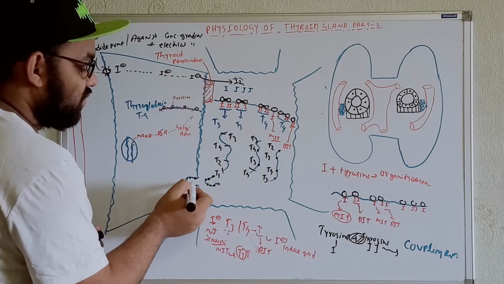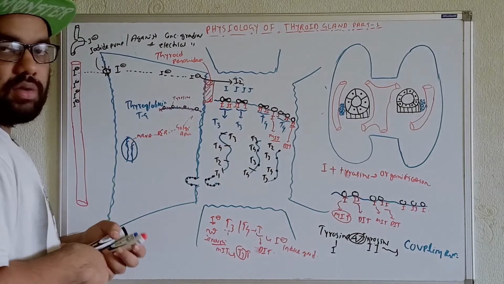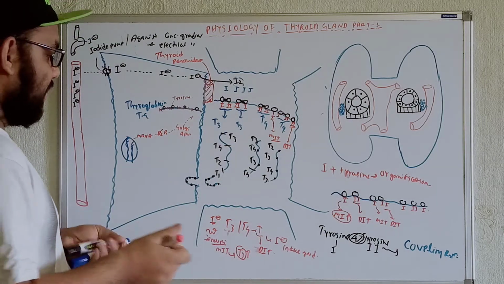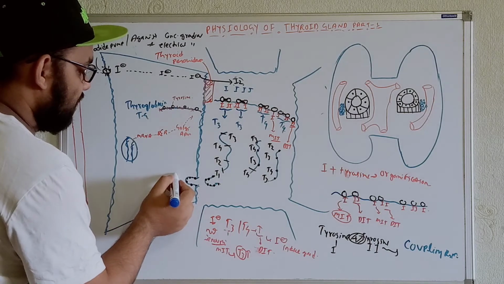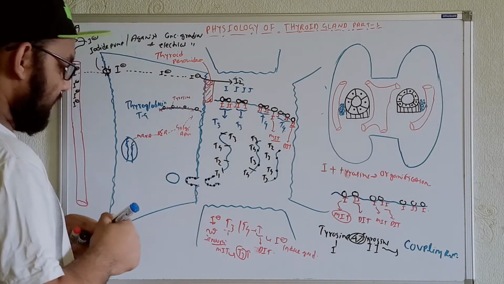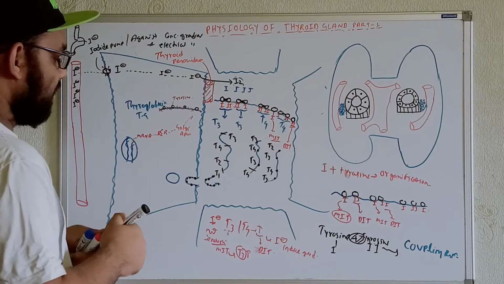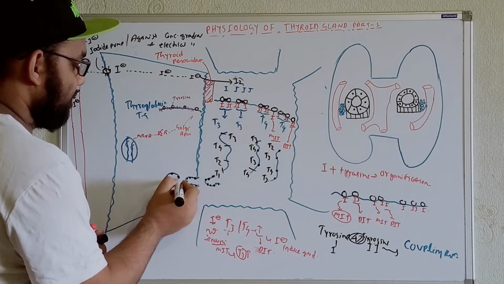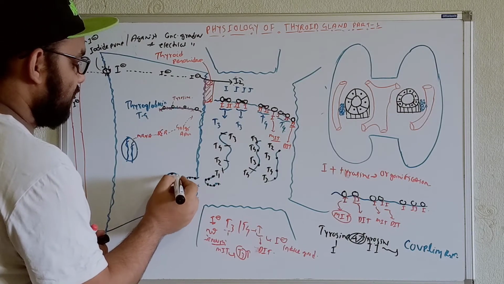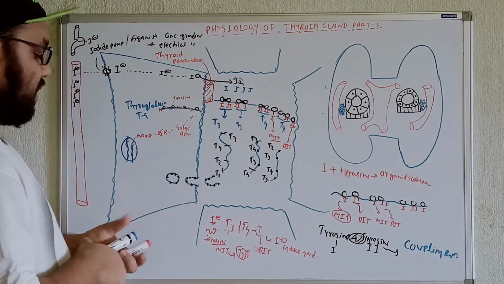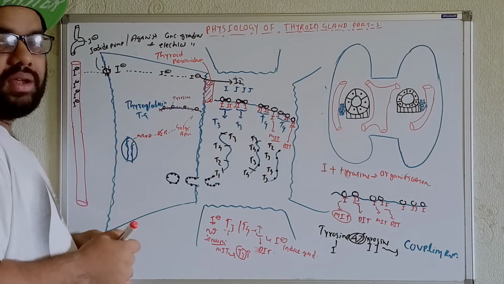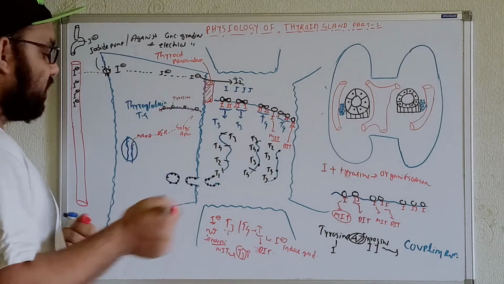After they get fused with this membrane, by the process of pinocytosis, these things will be taken within the cells, and here we will get the attachment of T3 and T4, T3, T4 like this. Now whenever it is fused over here, the lysosome that is present will be activated.